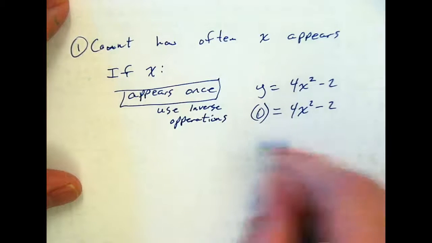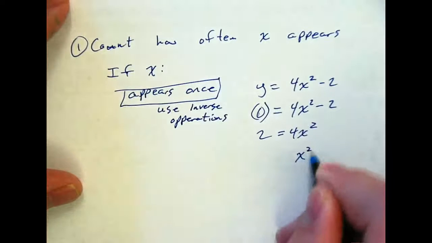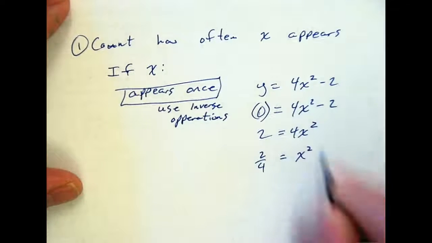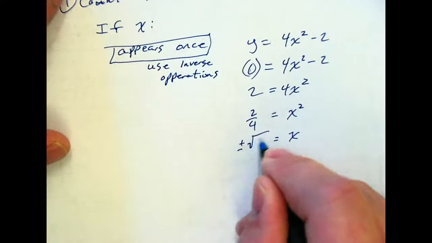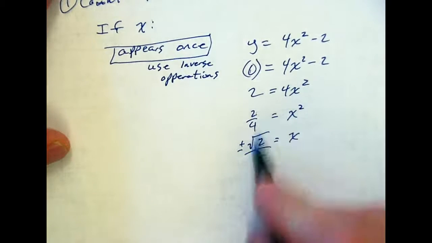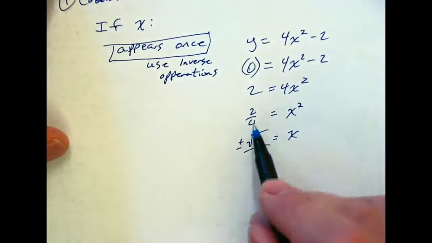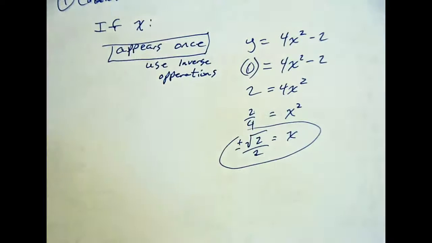Add 2, divide by 4, take the root, and it's plus minus. I took the root of both the numerator and denominator. That's how I got the 2 on the bottom. Root of 4 is 2. Those are my 2 answers. All right? That's number 1.